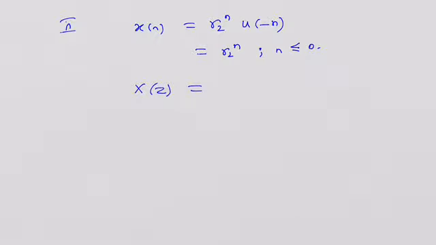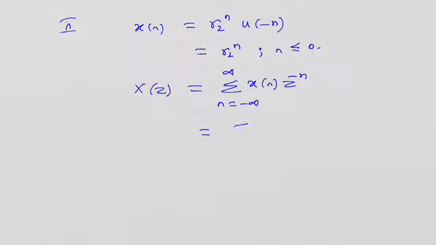Agreed? Second case, similar to this one. If we imagine a sequence which is of infinite duration, but defined only over the negative time axis, u of minus n, only over negative time instances, or you could put it like this, r2 power n, where n is less than or equal to 0. In such cases, x of z will be equal to simply, how will you write this? Normally I put this as summation n equal to minus infinity to plus infinity, x of n into z power minus n.